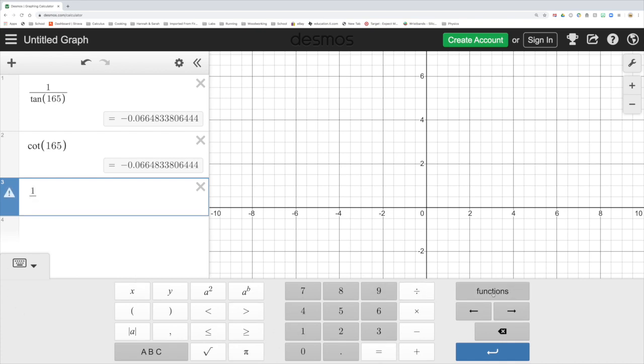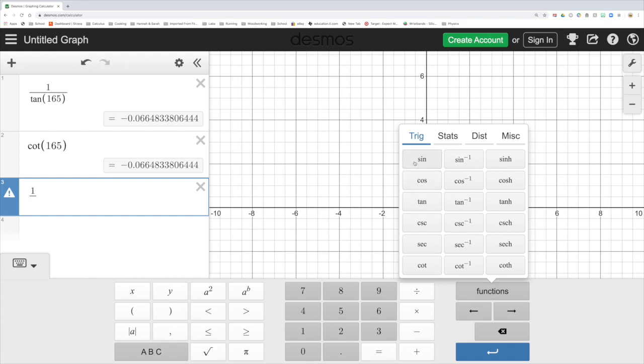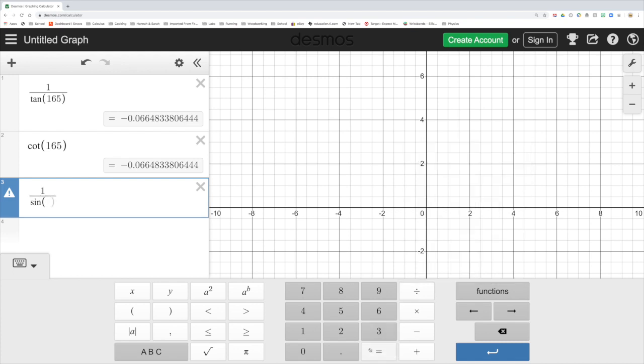divided by, and this time we're going to select sine because we're doing cosecant, okay? So cosecant of -1, which is 1 over sine of -1, okay? And then close the parenthesis, okay? And then we get the same value we did with the graphing calculator, okay?